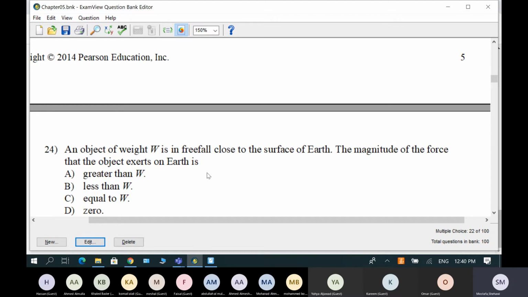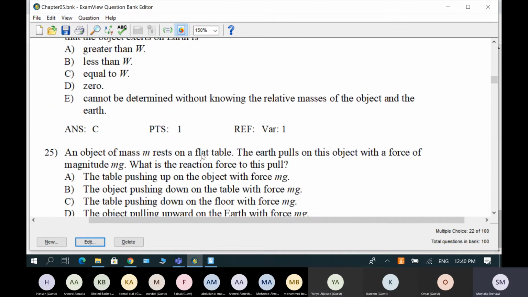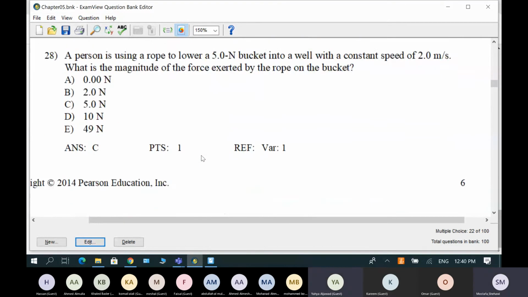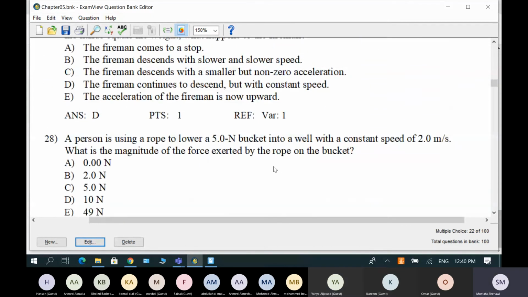C, equal to the weight, because it's an action reaction force. Thank you, Yahya. Let's take a problem here.